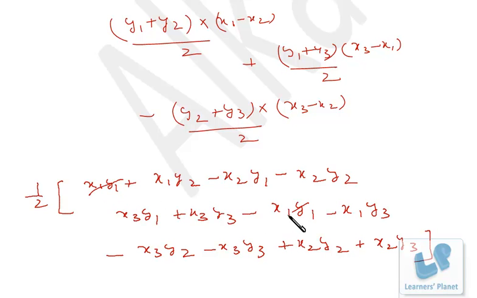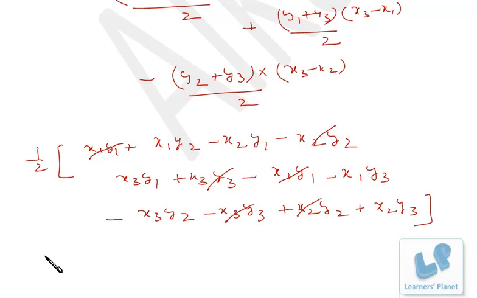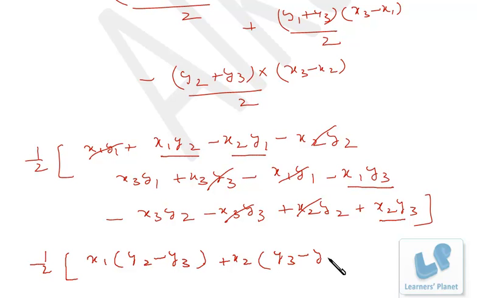x1 y1 and x1 y1 cancel, then x2 y2 and x2 y2 cancel, then we have x3 y3 and x3 y3, they cancel. So finally we are left with half of x1 y2 and x1 y3. I can take x1 as common: y2 minus y3. Similarly here we have x2 y3 and x2 y1. I take x2 as common, so this is y3 minus y1. Similarly I have x3, so that is y1 minus y2. So this is the area of the triangle.